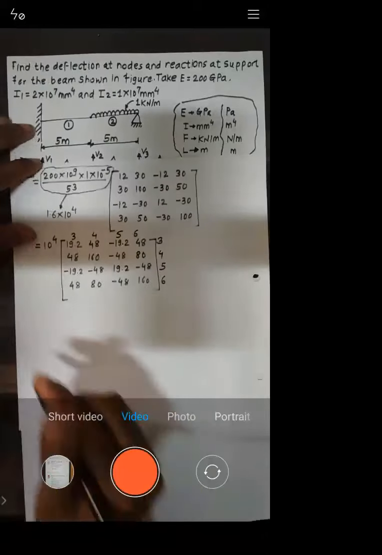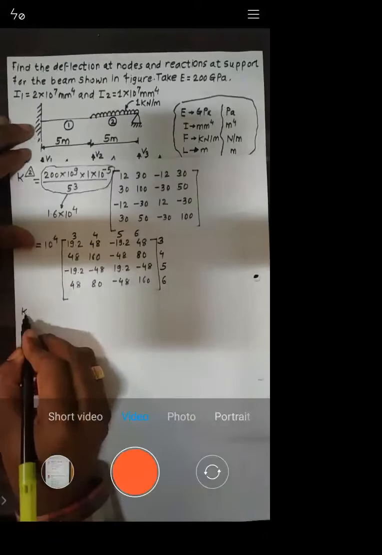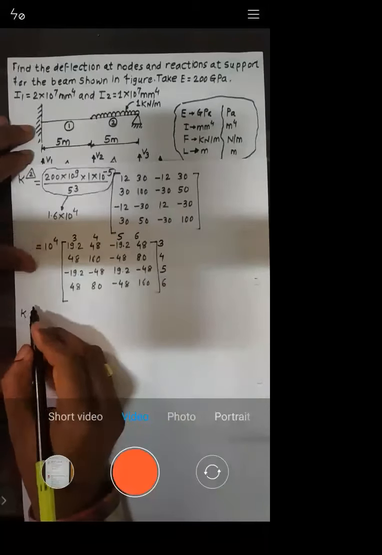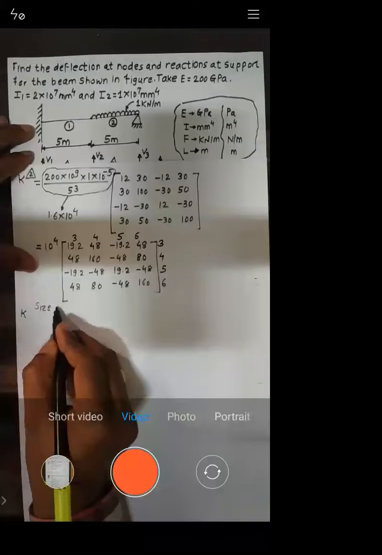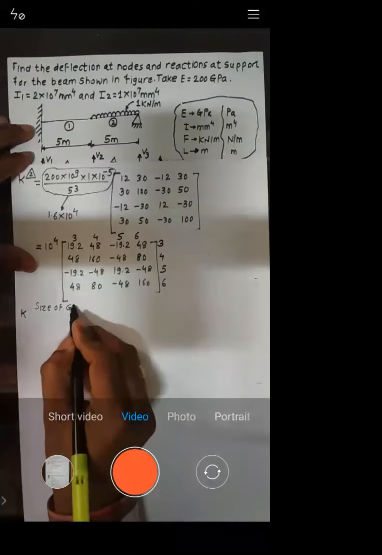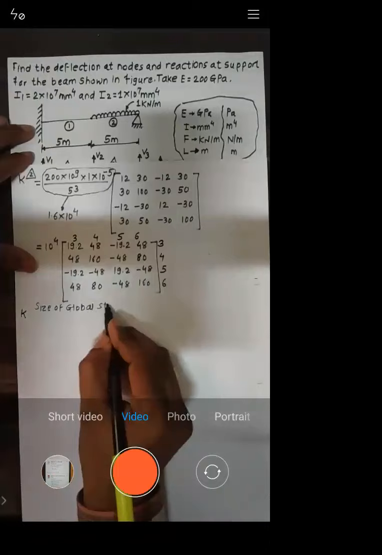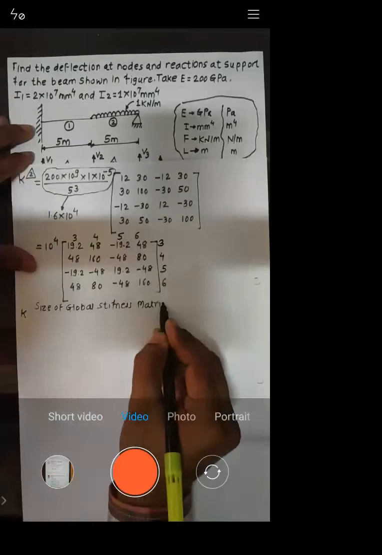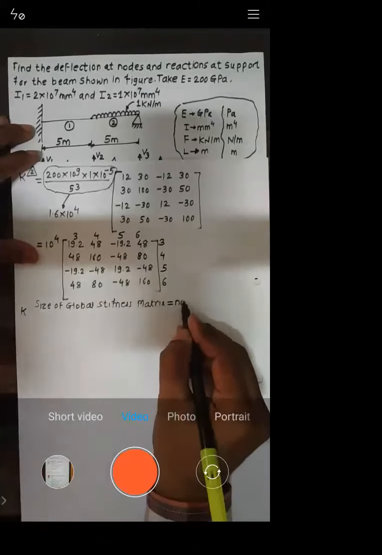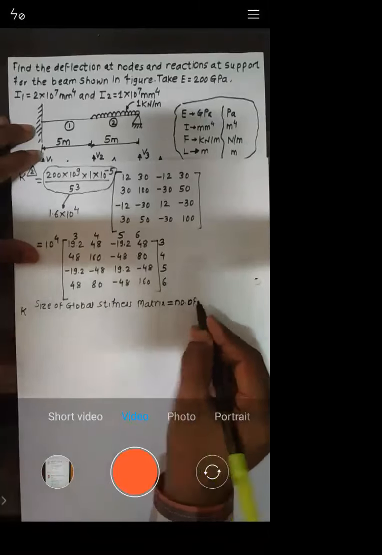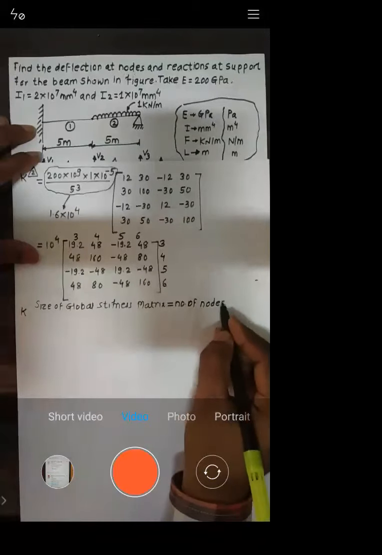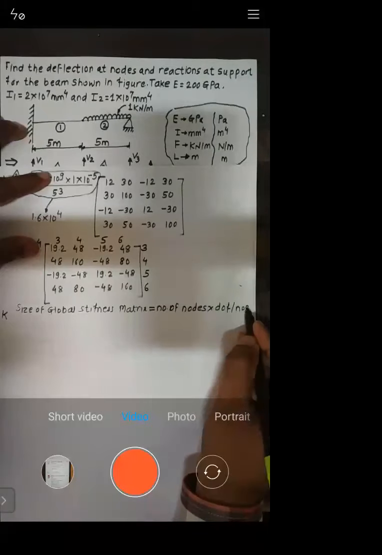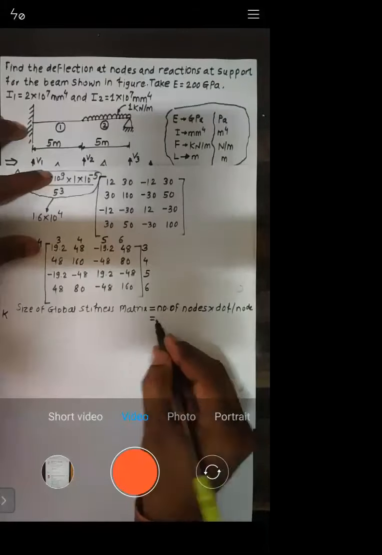Now we are supposed to write down the global stiffness matrix, right? For that, you should be able to determine what is the size of the global stiffness matrix. The size of the global stiffness matrix will be defined by the number of nodes you have, into how many degrees of freedom per node you have, right? So in the problem we have 3 nodes.